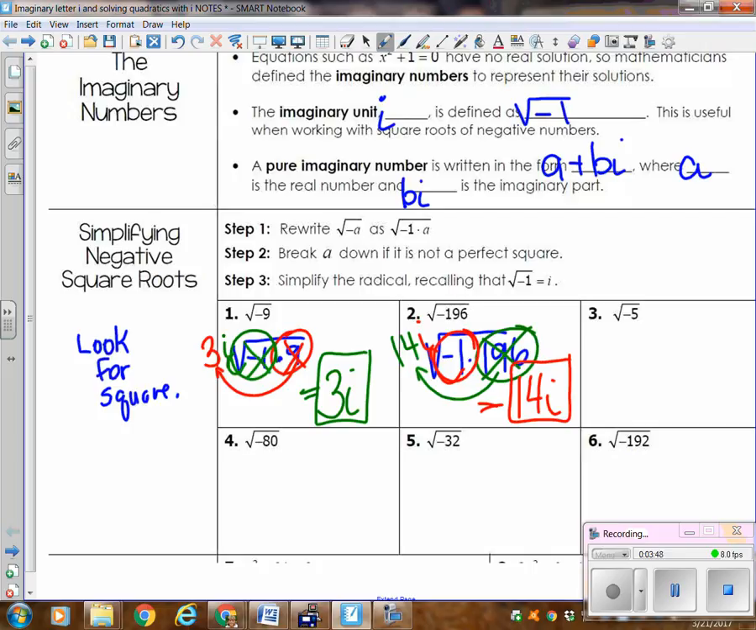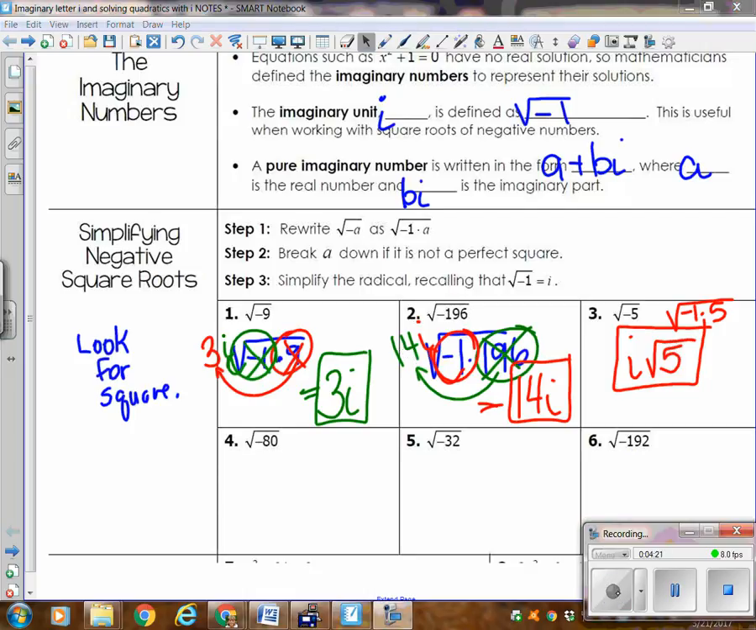How about the square root of -5? It's going to be the square root of -1 times 5. Here's the thing, though. Can 5 come out? The i can still come out, but you're right, the 5 has to stay. So is this totally difficult? All we're doing is adding an i.